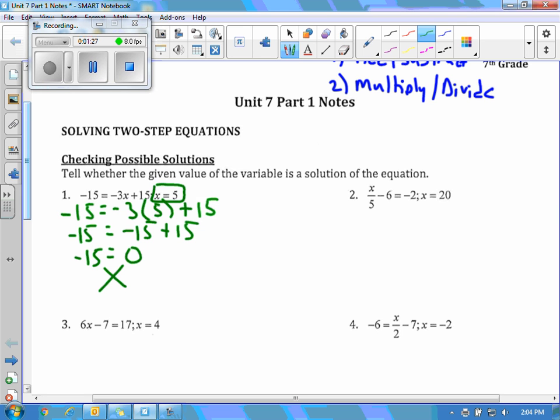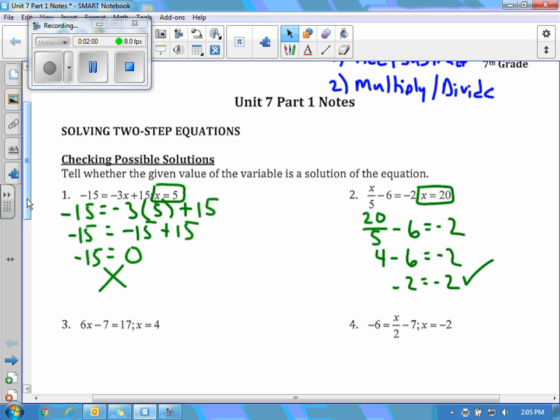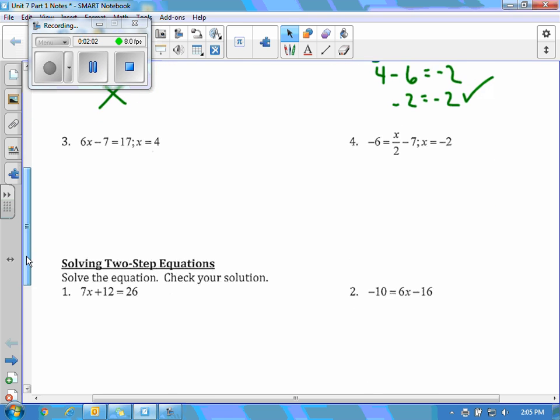In order for it to be a solution, I have to have the same thing on both sides of the equal sign. So if you look over here at number 2, our equation is x over 5 minus 6 equals negative 2, and we're testing to see if x equals 20 is a solution. So I'm going to plug in 20 where I see x, so I'll have 20 over 5 minus 6 equals negative 2. 20 divided by 5 is 4. 4 minus 6 is negative 2, so I get negative 2 equals negative 2. So that's my solution, and that works. So 3 and 4, I'm going to leave to you guys to figure out.